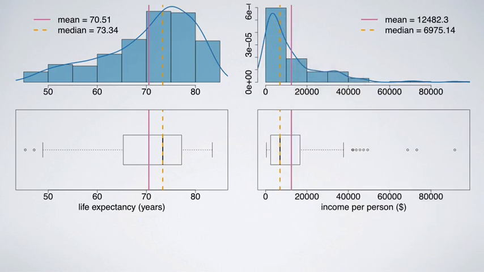On the other hand, in a right-skewed distribution, like the distribution of average income per person for each country, the mean is roughly $12,500, while the median is only $7,000. The mean is much higher than the median because this time the longer tail is on the right and the few countries with very high income levels compared to the others pull the mean up.